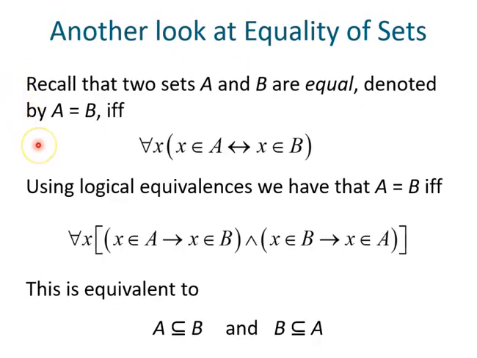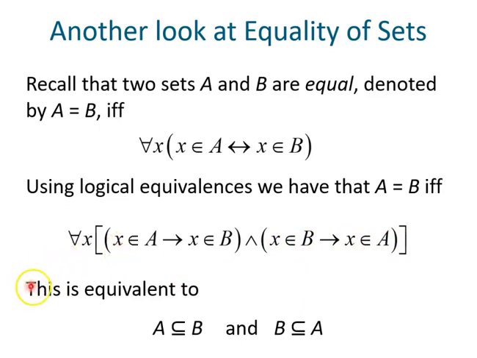Another look at the equality of sets. Recall that two sets A and B are equal if and only if for any x, x belongs to A if and only if x belongs to B. This statement is equivalent to the following statement. For any x, if x belongs to A, then x belongs to B. And if x belongs to B, then x belongs to A.